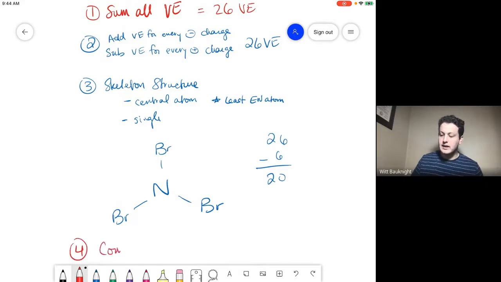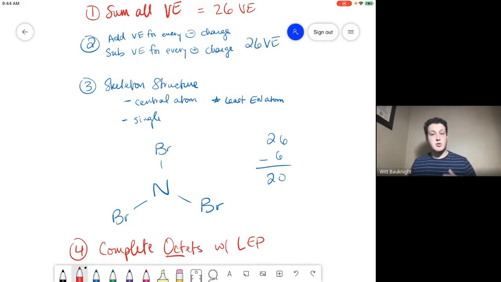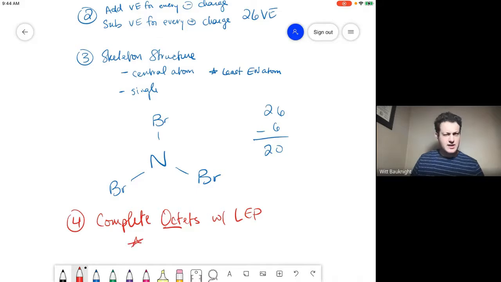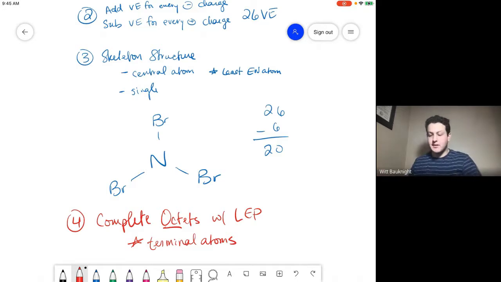Now, step number 4. We need to complete octets with lone electron pairs. Not sure what octet means? Think of an octopus. It has 8 feet or 8 legs. An octet means every atom wants 8 electrons. Another important note with this step, I suggest starting with your terminal atoms. Not your central one, your terminal ones at the end of the line.